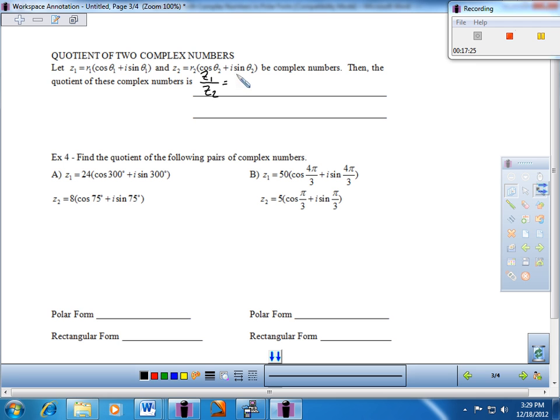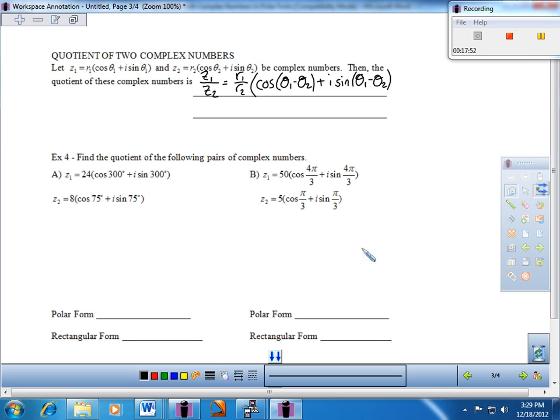So what happens, everybody, is you divide the r's, and what do you think we're going to do with the thetas, everybody? Subtract them, and that's what happens here. So instead of multiplying r's and adding theta, we divide the r's and we subtract theta. And that's how we get our new angle. Same complex number. This is how we represent every complex number in polar form. R, our new r, new theta with the cosine of theta and i sine of our new theta.